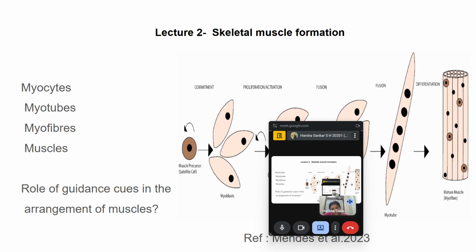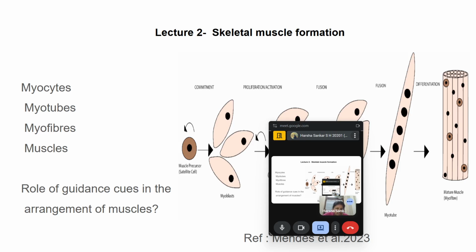Now the question is, what is the role of guidance cues in the arrangement of muscles? Think about it like this: how are these cells able to come? The cells have to understand, I have to go to that location, there I have to divide and form tissue, and again I have to go in this manner.